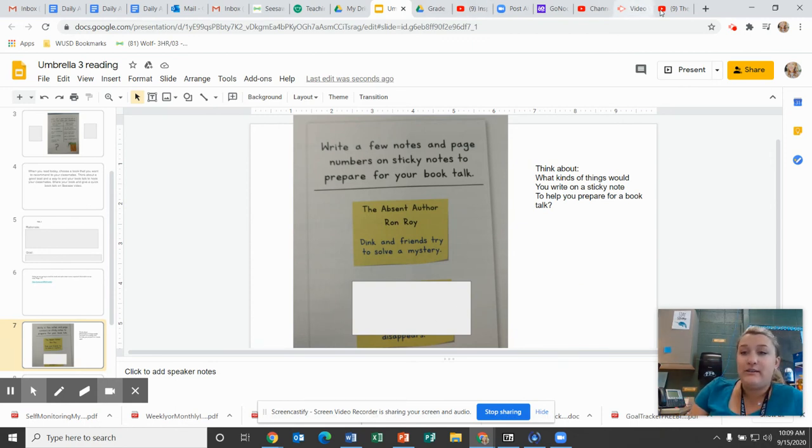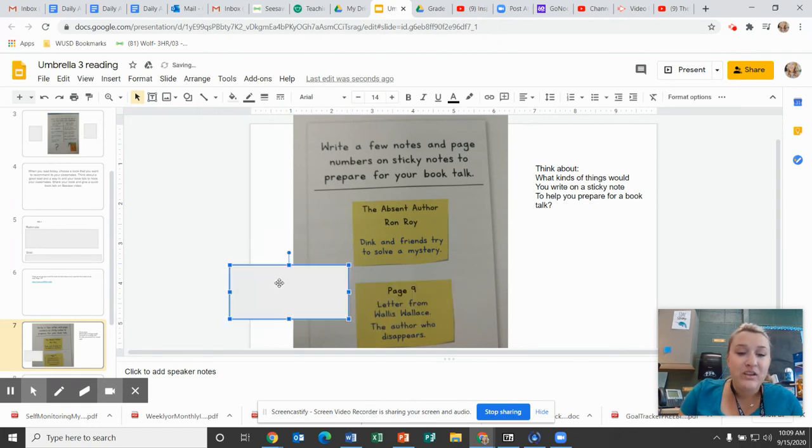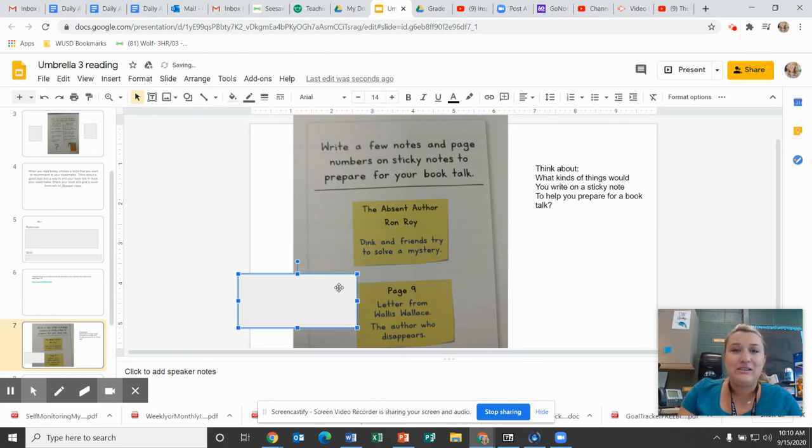Personally, I'd like to pause you guys at this letter. Everything so far is incredibly important because it makes the story. But if we pause and highlight just this letter, it shows a lot of importance because it summed up everything we've learned so far. So I had page 9. This is the sticky note I'd write: letter from Wallace Wallace, the author who disappears. It's important to write that because it's going to lead up our whole story.